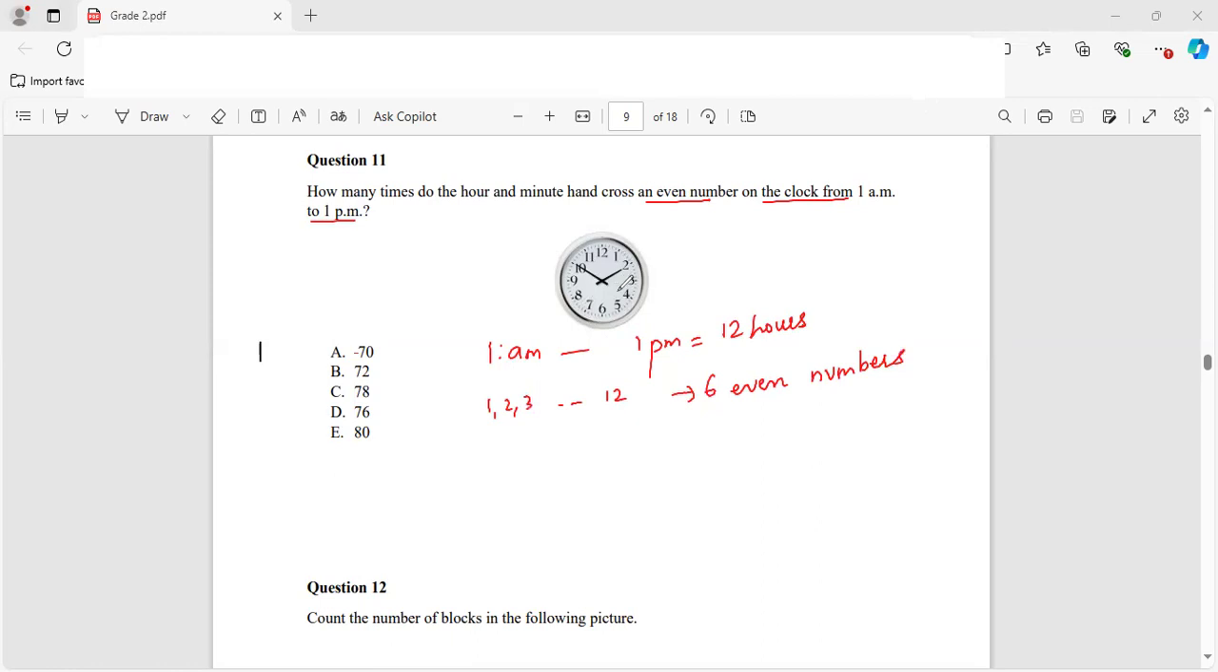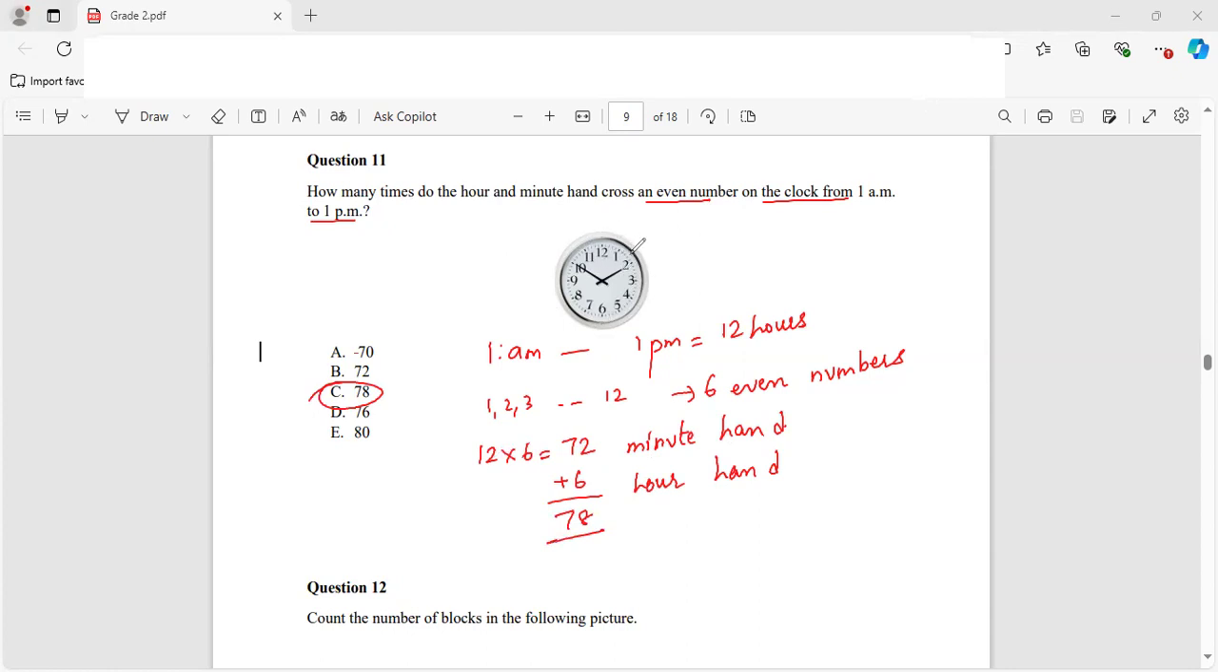And the minute hand will go 12 times over these even numbers. So I do 12 into 6, which is 72 for the minute hand. And for the hour hand, it will be plus 6. So totally, how many times do the hour and the minute hand cross an even number? It will cross approximately 78 times in a 12 hour period.